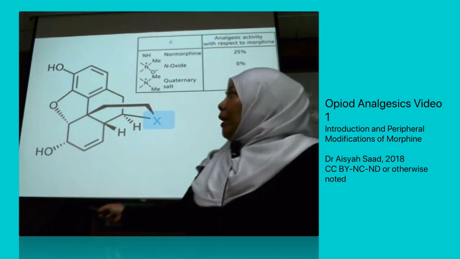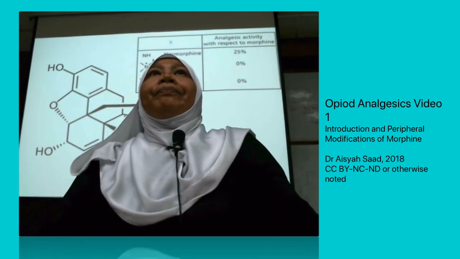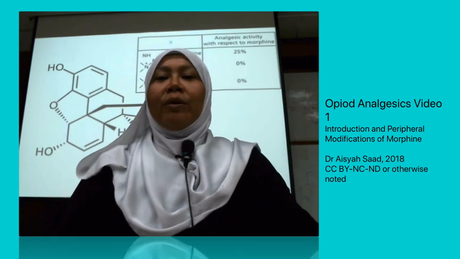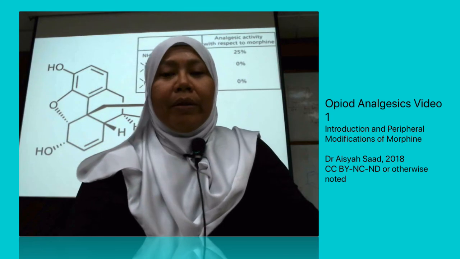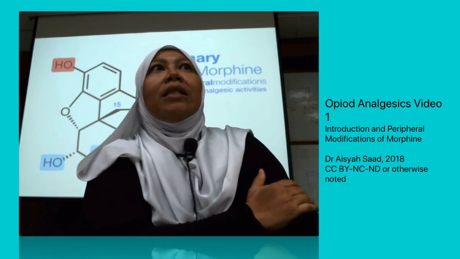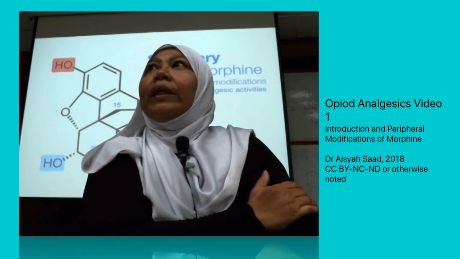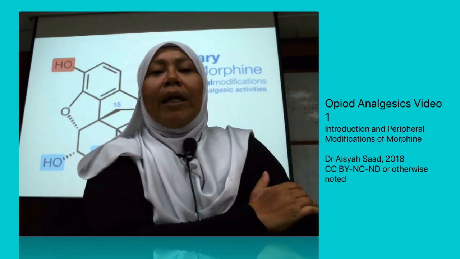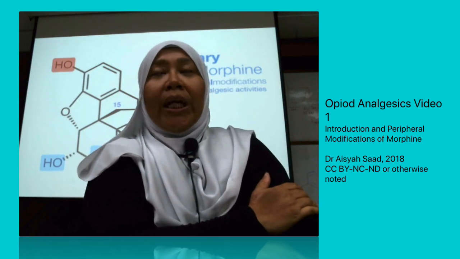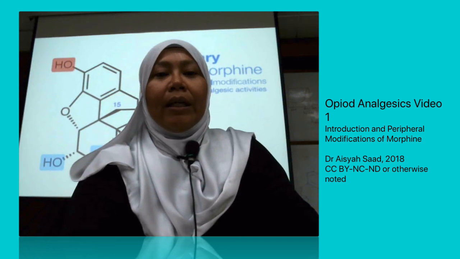Now, if you change the N here into a salt, there's going to be a reduction compared to morphine, the parent. So it is not tolerated. Overall, the ones I've labeled in red are not tolerated. Any changes there will make the analgesic property of morphine suffer. The ones in blue are okay. So these are the peripheral modifications that affect analgesic properties.